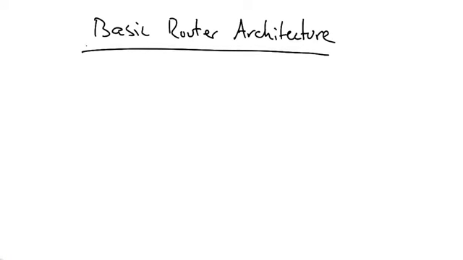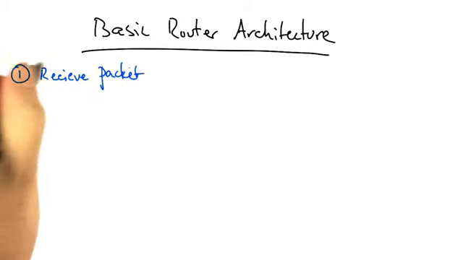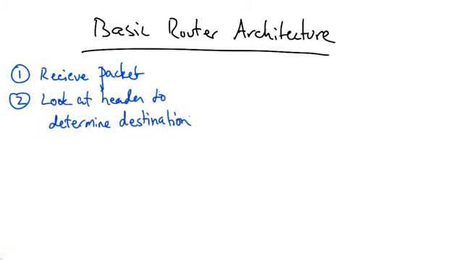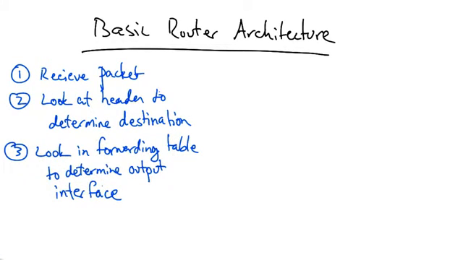Let's take a look at a generic router architecture. As a summary of basic router function, a router receives a packet. It then looks at the packet header to determine the packet's destination. It looks in the forwarding table to determine the appropriate output interface for the packet.